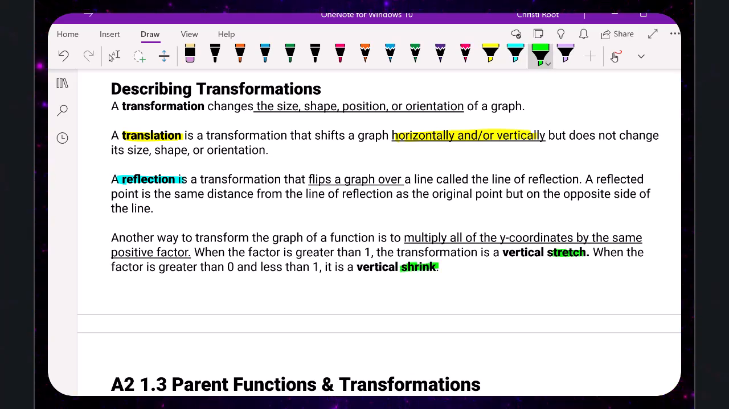Now that's going to actually change the shape of the graph. It's going to either pull it or compress it, almost like a rubber band. In this class, Algebra 2, we heavily focus on the vertical stretch and the vertical shrink, not so much horizontal stretch or horizontal shrink. So let me bring up some Desmos and I will show you some examples of all of those.